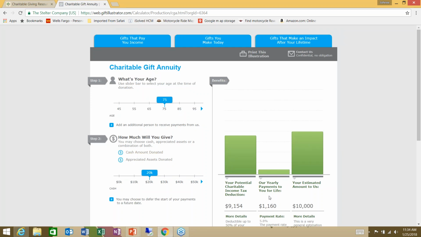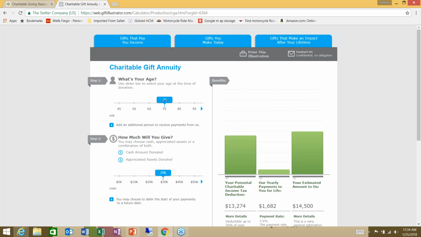We've already told you that would produce $1,160 a year income for her, about a $9,100 charitable income tax deduction, about $10,000 left at her passing. And Mary might say, well, what happens if I put 30,000 in? Okay, you just grab this and move it over. If I can do it right. Okay, I'm up to 29,000. It immediately changes it on the right side so you can see what her deduction is, what her income is.